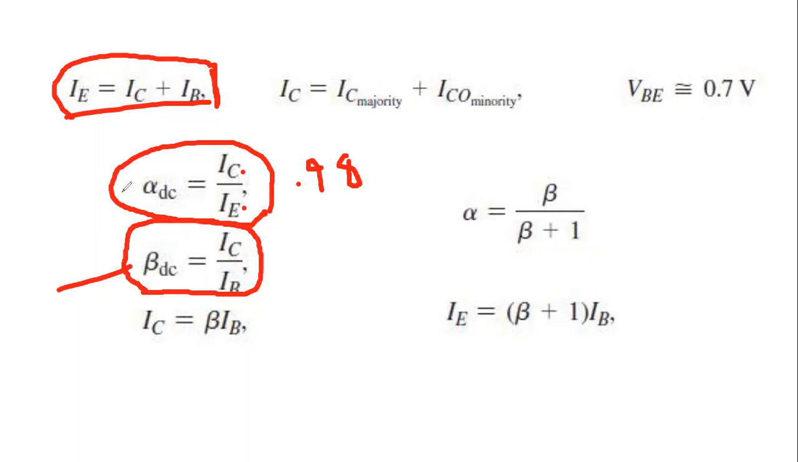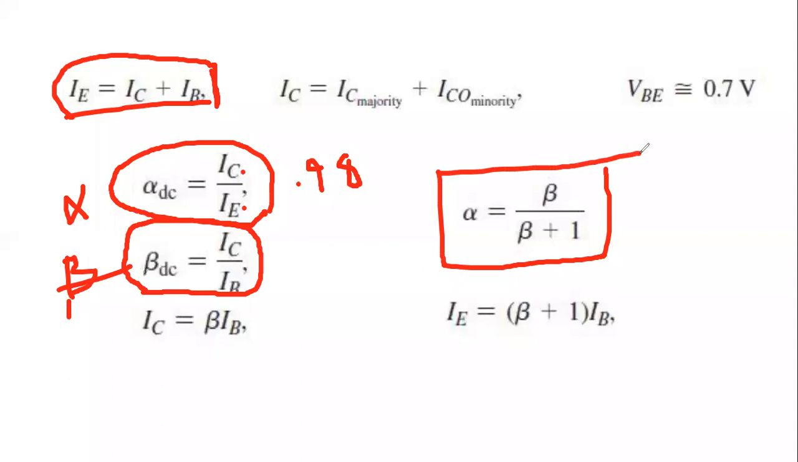So we have two factors, alpha and beta, and we need to know the relation between these two. The relation is alpha equals beta divided by beta plus 1. How we get this, we have also discussed, and it is available in the previous slide also.